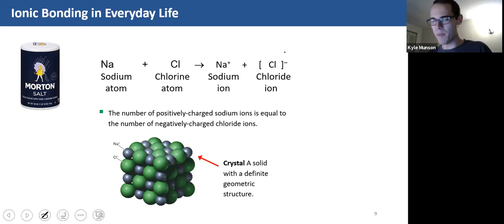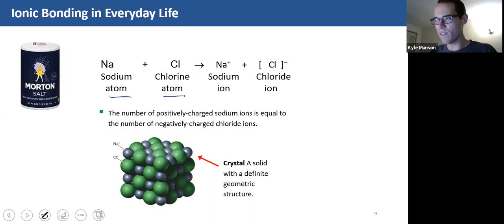Obviously, multiple other chemicals do this as well, but the one that's common in everyday life would just be salt, where you have a sodium atom plus a chlorine atom. And what happens is actually the sodium atom gives an electron to the chlorine atom, okay? And you get sodium chloride or table salt, okay? And so the number of positively charged sodium ions is equal to the number of negatively charged chloride ions in this crystal of salt, okay?